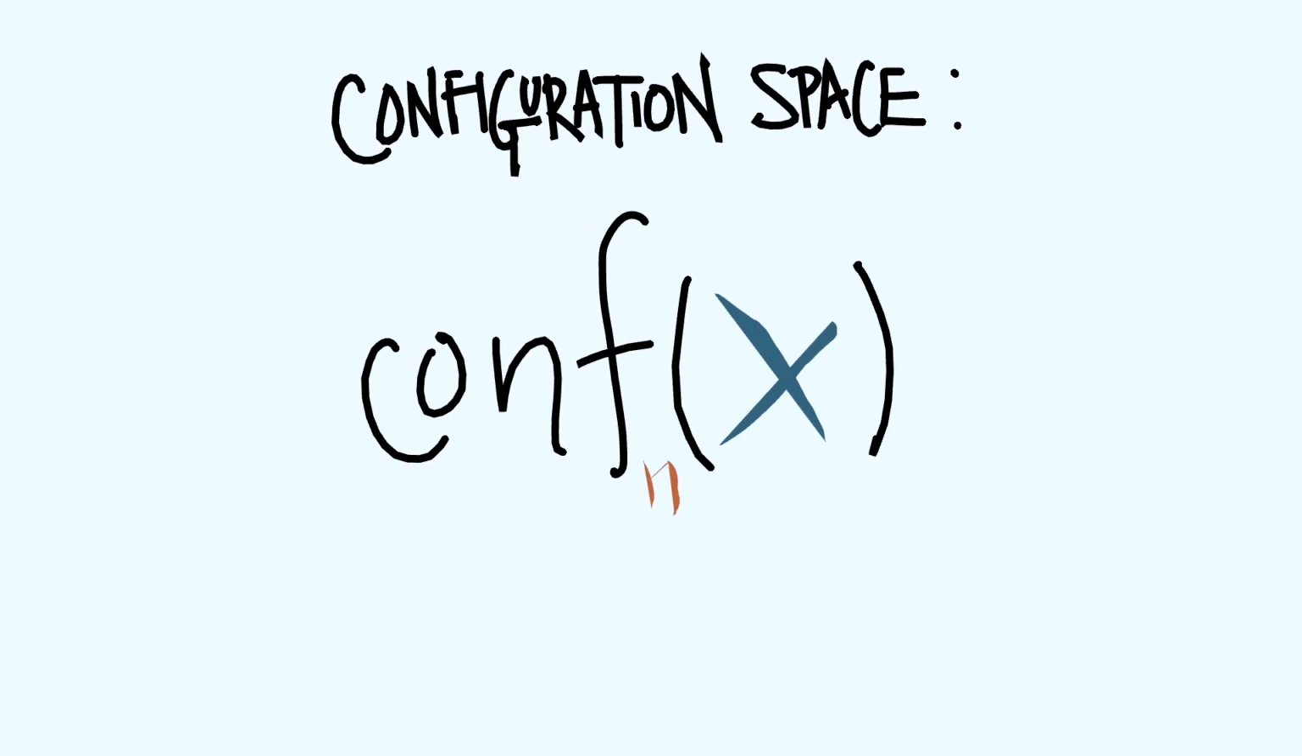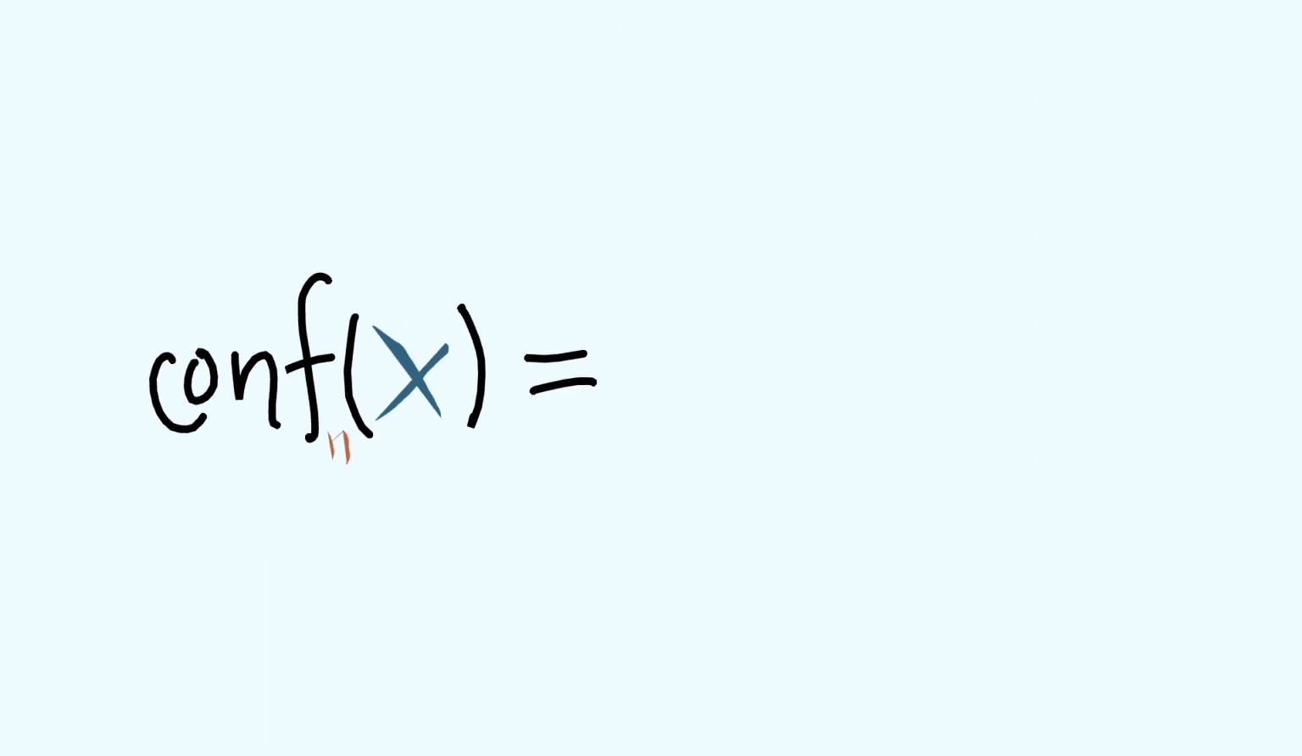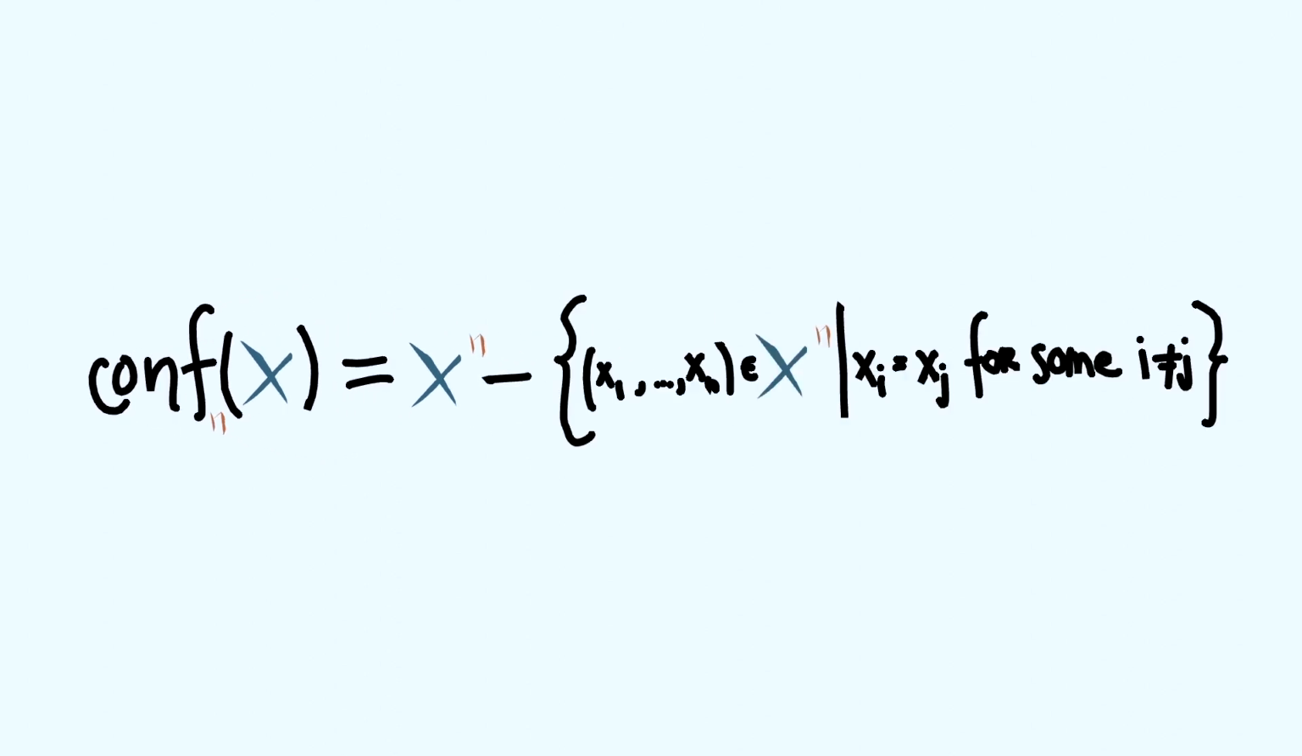Given a topological space X, we define the configuration space of n points in X to be the set of all arrangements of n points in X such that no two points coincide. We can build this space by taking the product of n copies of X and then removing all of the pairwise diagonals. You might notice that this definition is somewhat reminiscent of our original problem concerning robot motion planning. In fact, we can use configuration spaces to solve this problem.